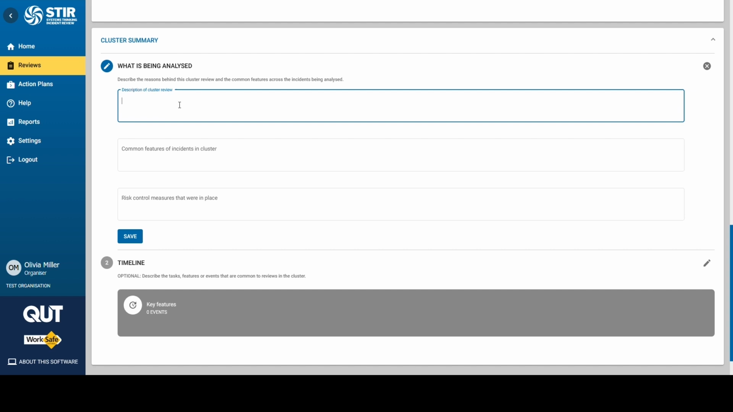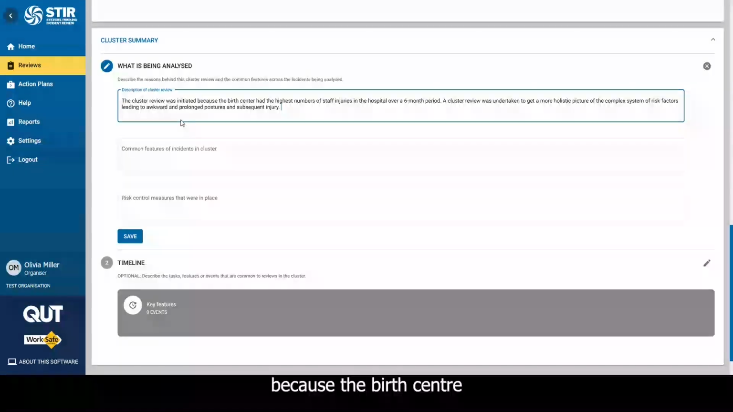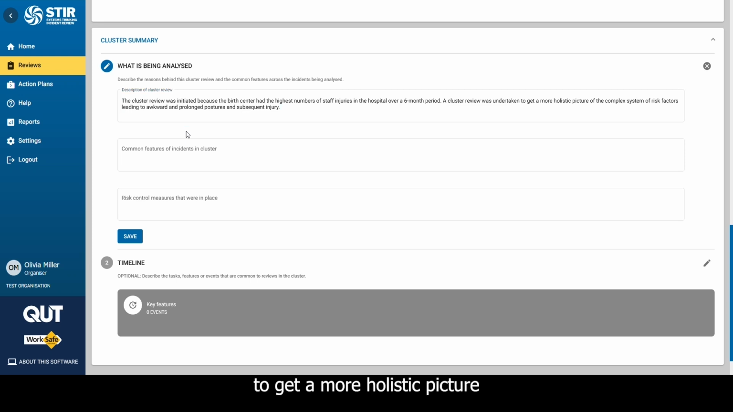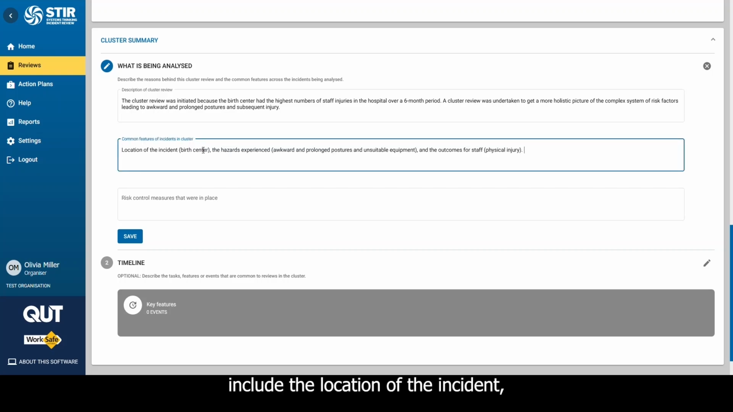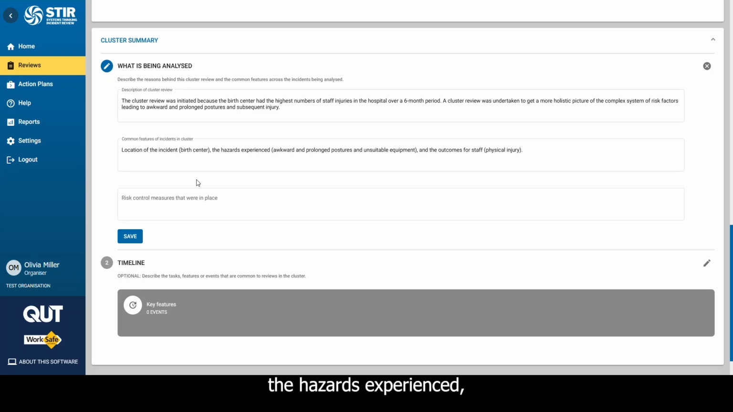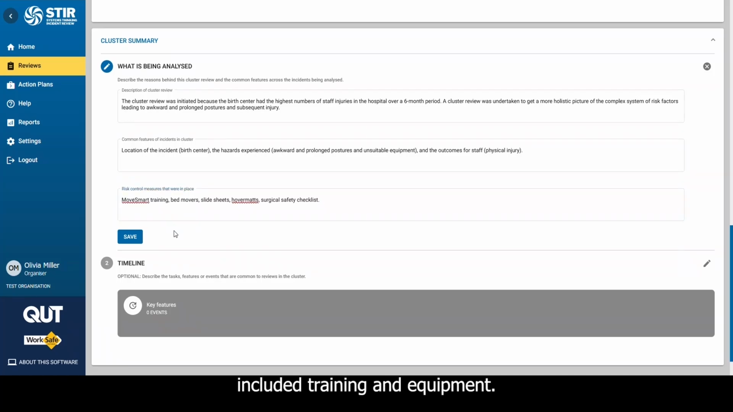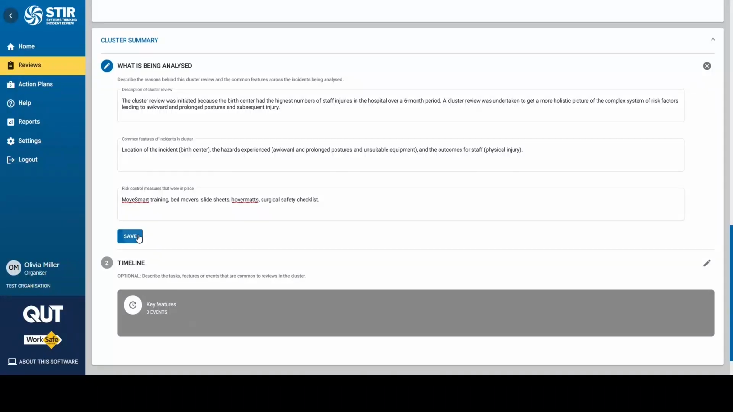In this example, the cluster review was initiated because the birth centre had the highest number of staff injuries in the hospital over a 6-month period. A cluster review was undertaken to get a more holistic picture of the complex system of risk factors leading to awkward and prolonged postures and subsequent injury. Common features of the incidents in the cluster include the location of the incident, the hazards experienced, and the outcomes for staff. Existing risk control measures in place included training and equipment. Once you are happy with the information you have provided in the cluster summary, click Save.